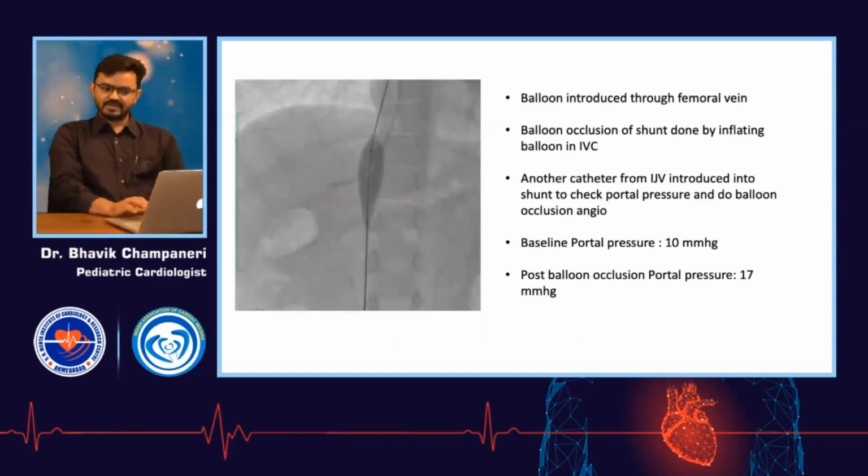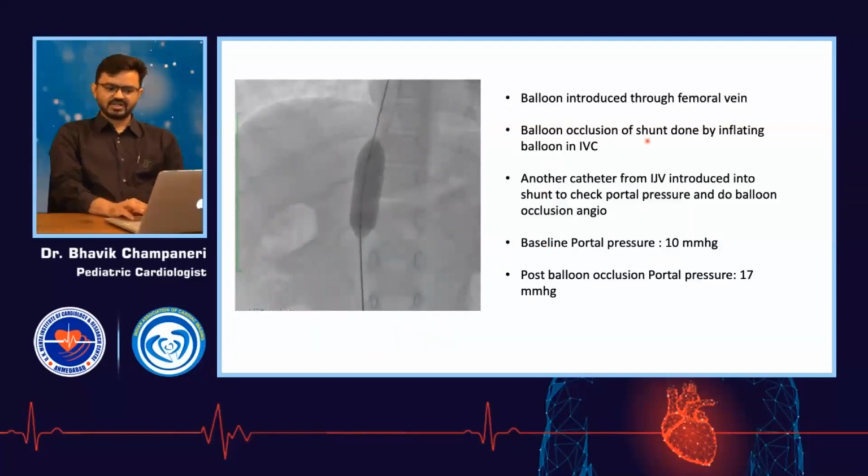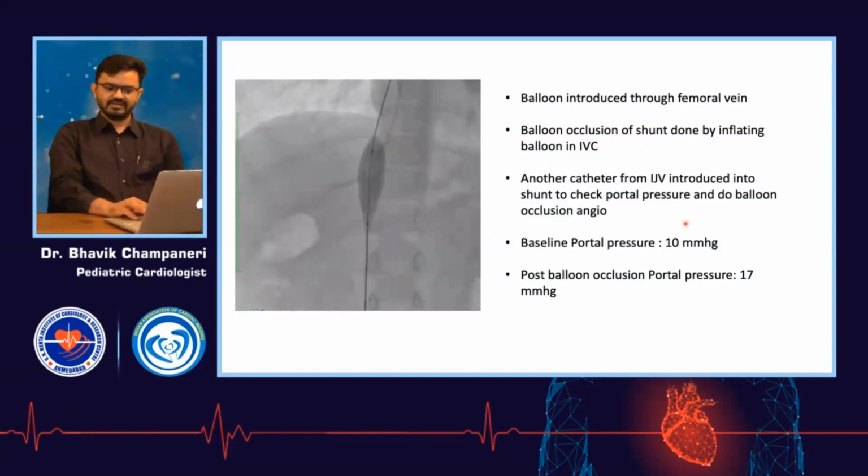So the next step is balloon occlusion. The balloon has been inflated across the IVC, closing the shunt. Another catheter has been introduced from the internal jugular vein, and portal venous pressure has been documented. In this patient, post balloon occlusion of the shunt, portal venous pressure increased from 10 millimeters of mercury to 17 millimeters of mercury, which was in an acceptable range.